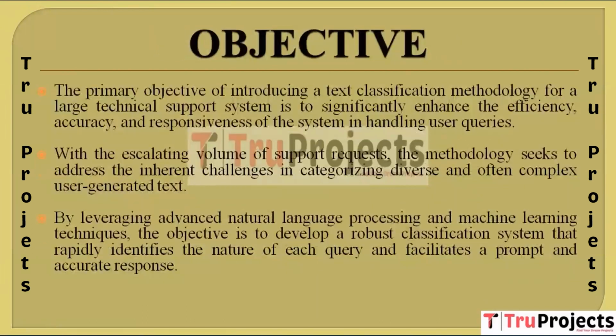So now coming to the objective part. The objective for this project is to greatly improve the system's efficiency, accuracy and responsiveness in managing user queries. Given the increasing influx of support requests, this methodology aims to tackle the inherent challenges associated with categorizing a wide range of often intricate user-generated text. By harnessing advanced natural language processing and machine learning techniques, the aim is to build a robust classification system capable of swiftly identifying the nature of each query, thereby enabling a timely and precise response.